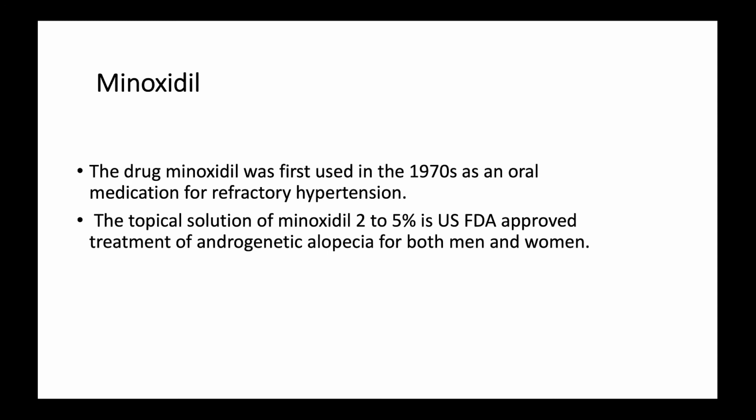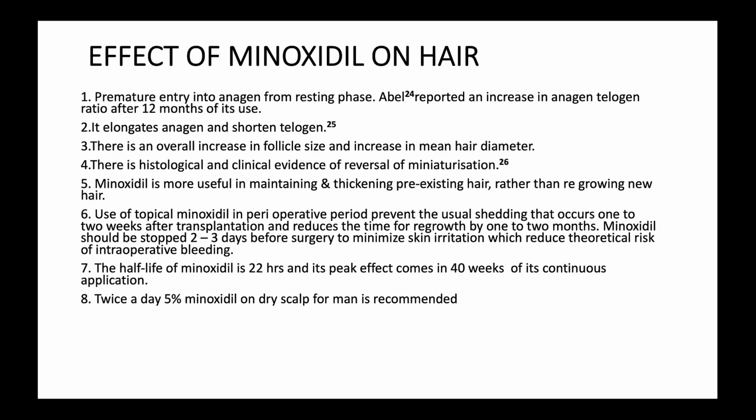Minoxidil is one of the drugs which was used in 1970 as an oral medication for refractory hypertension. But when it was given to those patients, they noticed there was a growth of hair. So this is an incidental or accidental finding that minoxidil plays a role in hair growth. The topical solution of 2 to 5% is the US FDA approved treatment of androgenetic alopecia for both men and women.